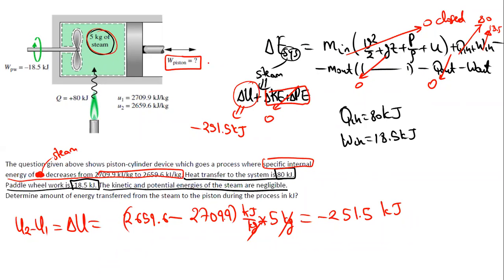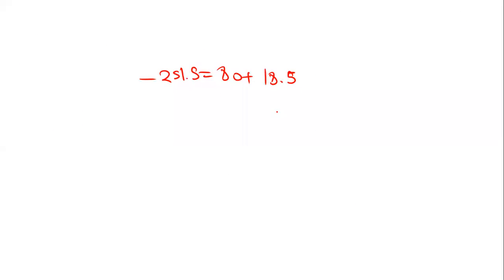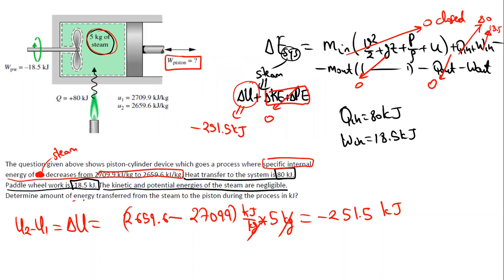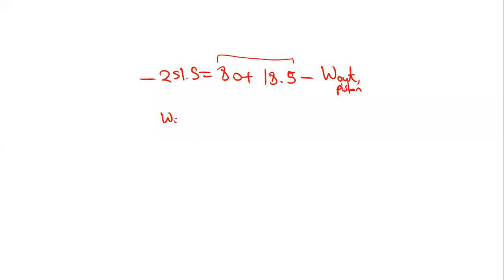And by the way, I don't know whether it is in or out, okay. I don't know whether it is work in or work out, but from the combination of this equation, I see that it should be work out, because this term should be smaller to get the negative quantity here. Therefore, I write work out and the piston. So determine the amount of energy transferred from the system to the piston. It will be work out, and therefore work out will be this quantity here.